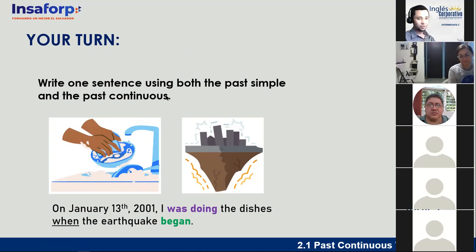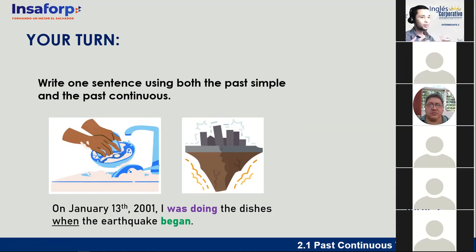Aquí tengo un ejemplo yo. Veamos. On January 13th, 2001, a ver si se acuerdan qué pasó ese día, I was doing the dishes when the earthquake began. Okay. Terremoto. Hubo un terremoto ese día, ¿verdad? Bueno, esta es solo la idea que yo les doy. No tienen que hablar del terremoto si les trae malos recuerdos. Pueden decir cualquier otra cosa.